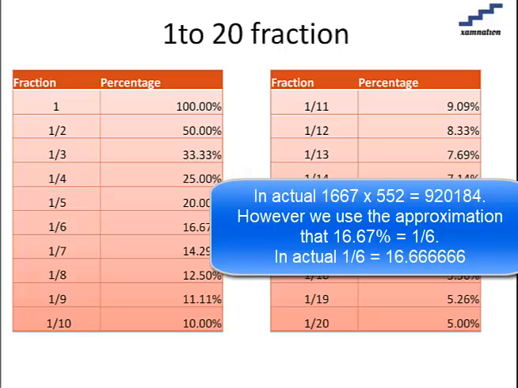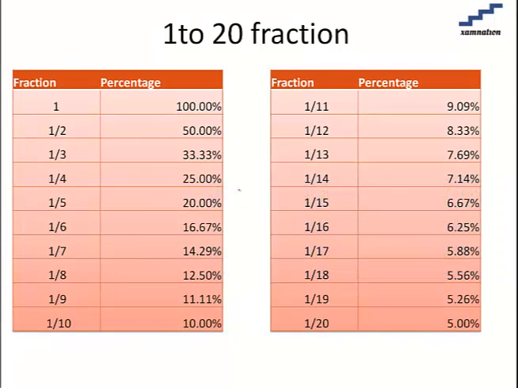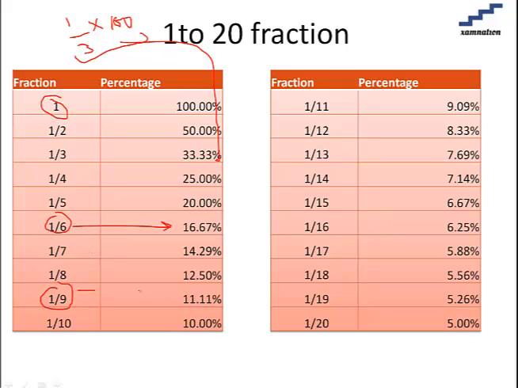Now the problem comes: how do you know whether it's equal to 1 by 6 or 1 by 9? For that you need to remember this table. This is the fractions up to 20, where 1 is nothing but 100%. Basically these are 1 by whatever fraction you are using, let's say 1 by 3, multiplied by 100, and that will be the percentage. Like this is 33.3%. For example, 1 by 6 is nothing but 16.67%, and 1 by 9 is equal to 11.11%.